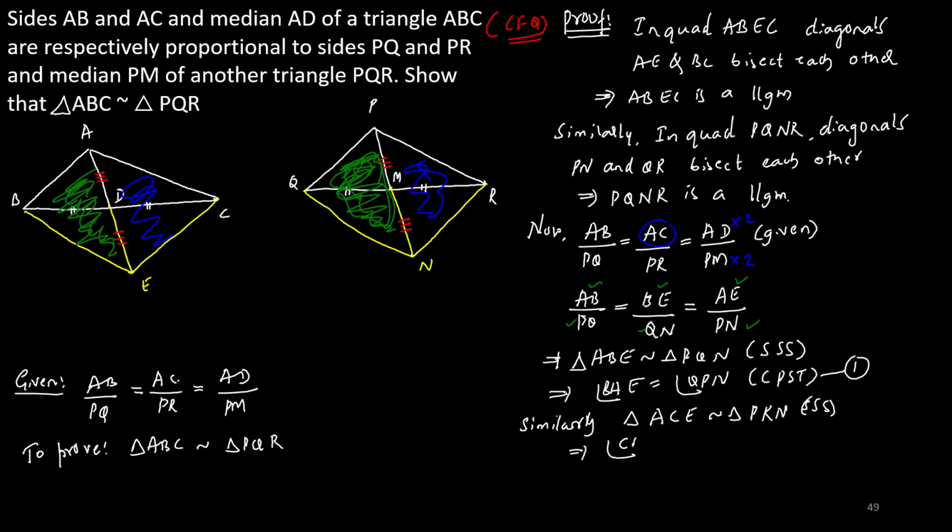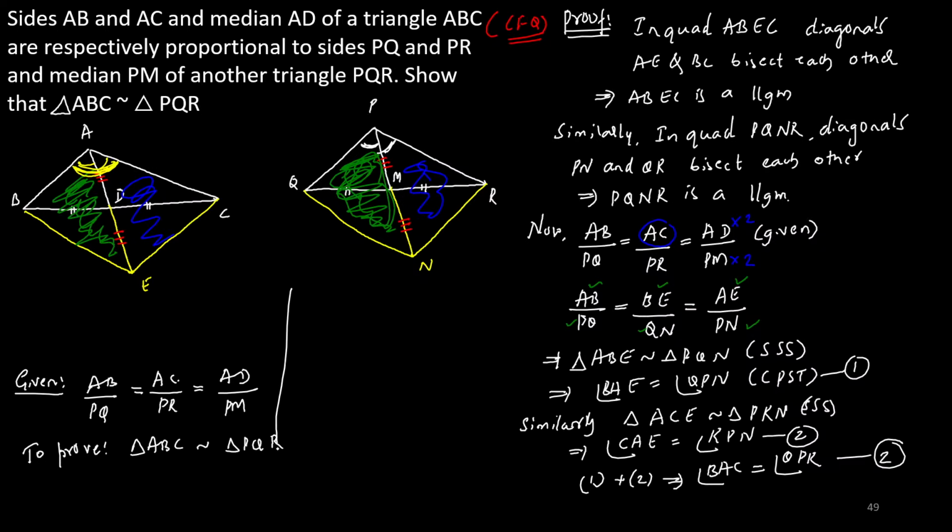Therefore angle CAE is equal to angle RPN. Now equation 1 plus equation 2, if I do, this angle plus this angle totally will give you this angle, correct? So angle BAC is equal to, similarly this angle plus this angle is equal to angle QPR. Now I can call this equation 2.